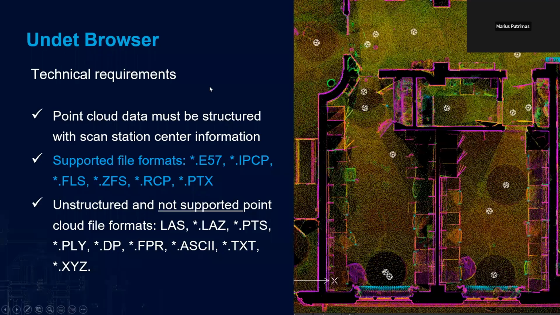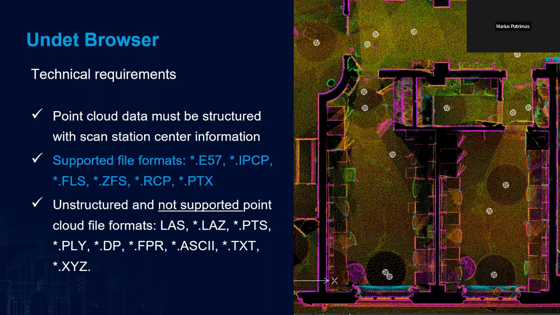And some technical information, because we received a lot of questions. The main requirement to create an Undet project compatible with Undet Browser is that your point cloud should be structured, and it should have scan station center information. Usually when you are using terrestrial laser scanners, you have structured information. Each scan station is separated, as a separate scan. And if you are not filtering or doing unify, you have structured point clouds.